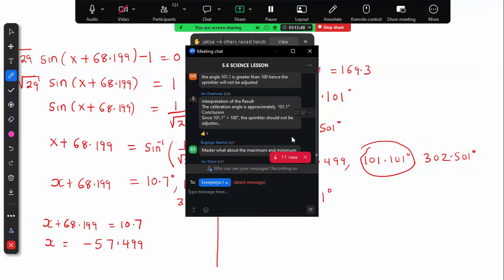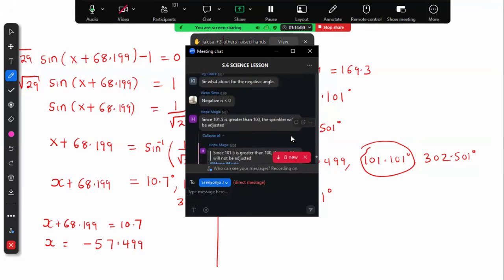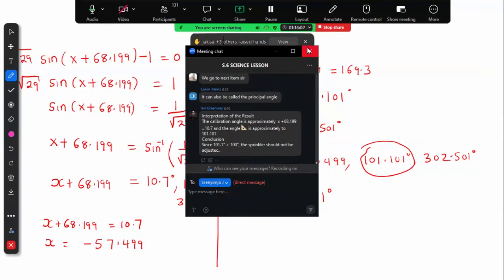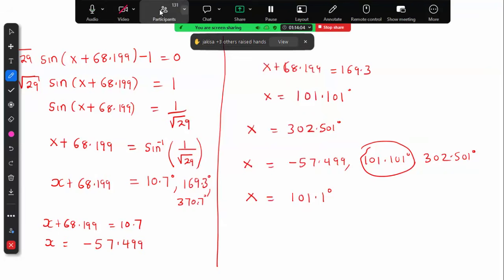Okay, from Ian, he has told us that the calibration angle is approximately 101.1 degrees. And the conclusion: since 101.1 degrees is greater than 100, the sprinkler should not be adjusted. Okay, very good. So that is okay.